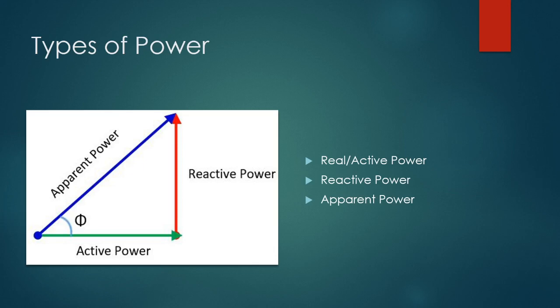Apparent power. This is the product of RMS current and voltage. The apparent power represents the power that a company is charged for by an electricity supplier. When the impedance is a pure resistance, the apparent power is the same as the real power.